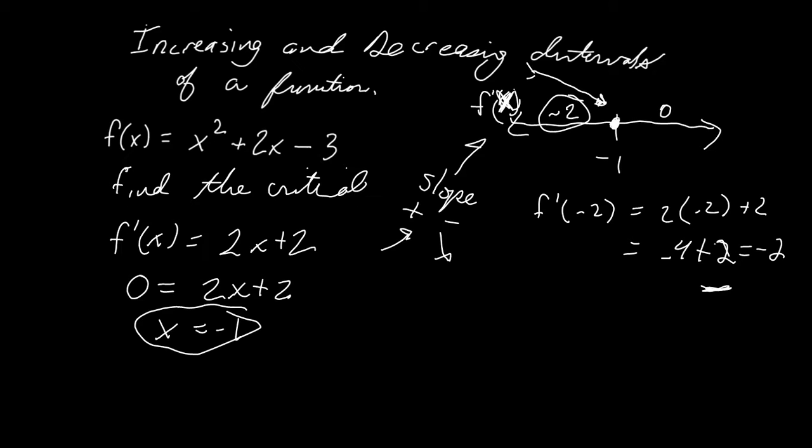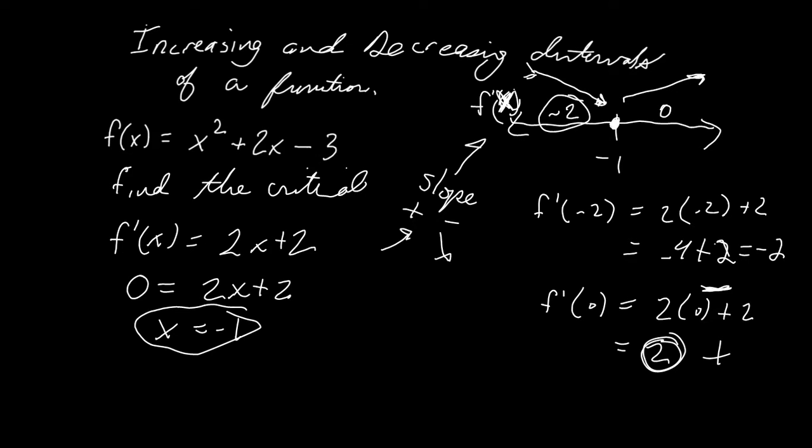The slope is decreasing. Now when I go f prime of 0, so now I'm plugging 0 into the derivative to figure out what the slope is at 0. So I get 2 times 0 plus 2 is equal to 2. Again, it's 2, but I'm really interested in the fact that it's positive. So it then goes up. And that means at negative 1 we have a minimum because it went from decreasing to increasing.